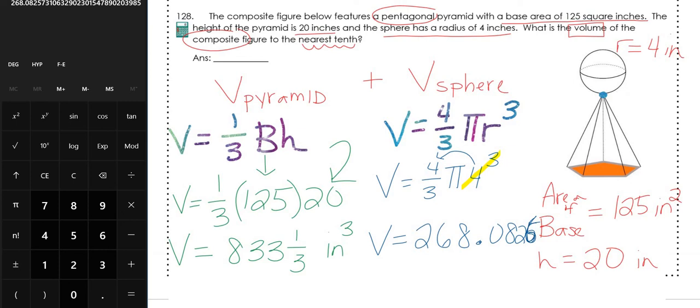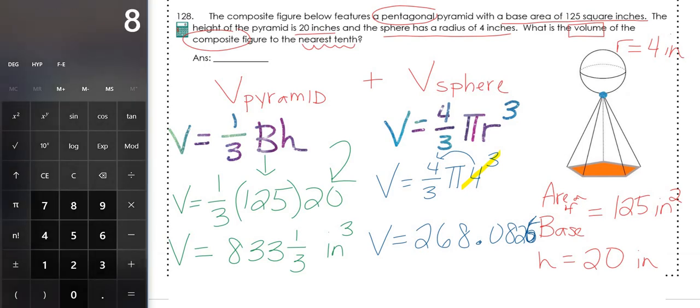Okay, we have to round to the nearest tenth. So I'm going to keep this in my calculator. I'm going to press plus 833.33333333333. I could get 1/3 in the calculator. I'm just not going to. I think this is going to be sufficient.